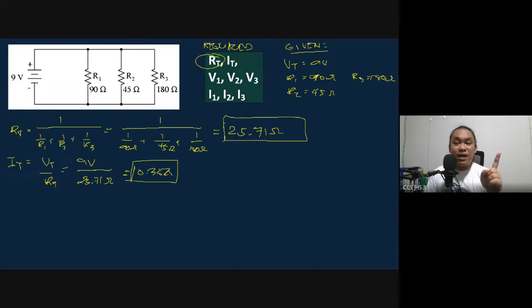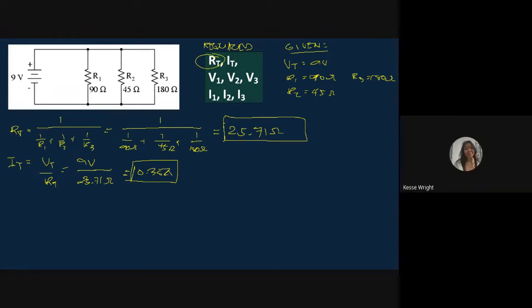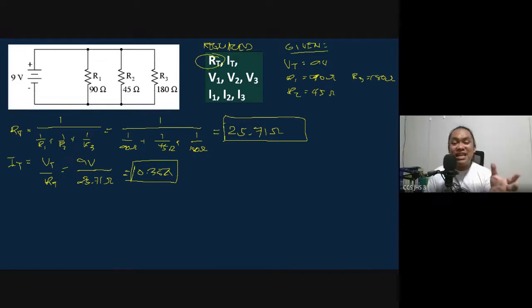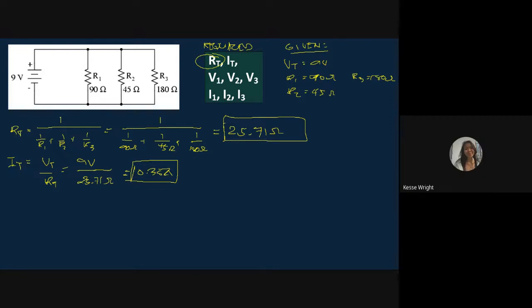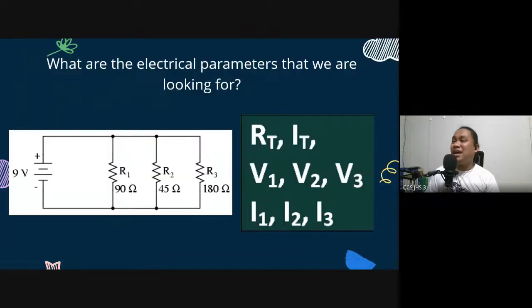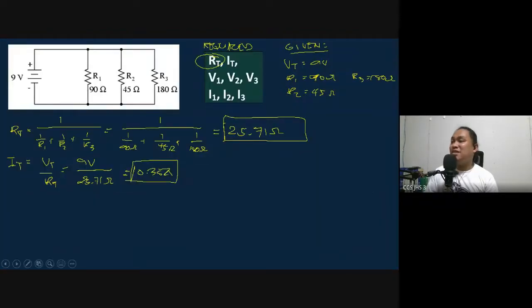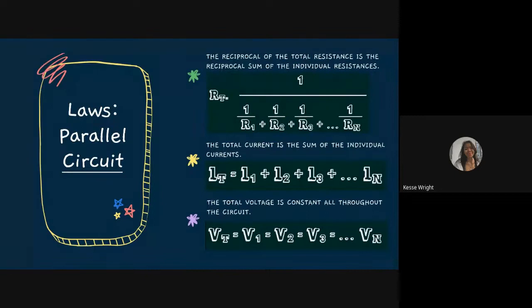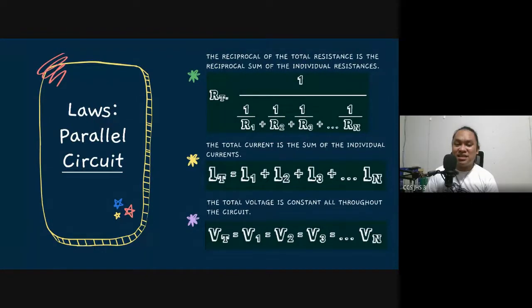Yes, Cassie, what parameter is constant in a parallel circuit? Let's go back a little bit to the presentation earlier: series circuit, parallel circuit. As you can see here, the parameter that has a constant value all throughout the parallel circuit is the voltage.